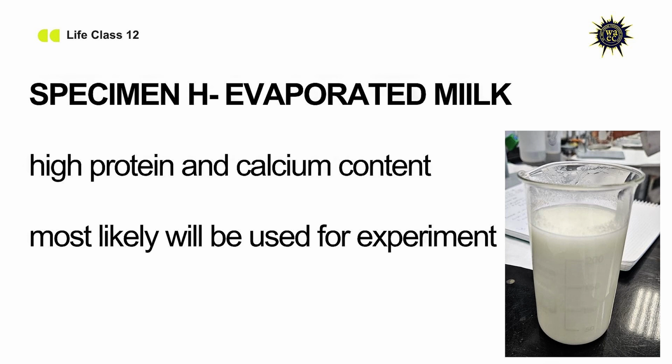Specimen H is evaporated milk. Evaporated milk is high in protein and calcium. Then it is most likely to be used for an experiment. So based on our materials provided, this specimen is most likely to be used for an experiment.